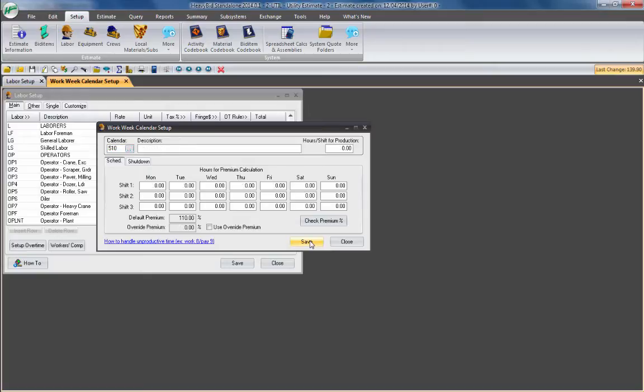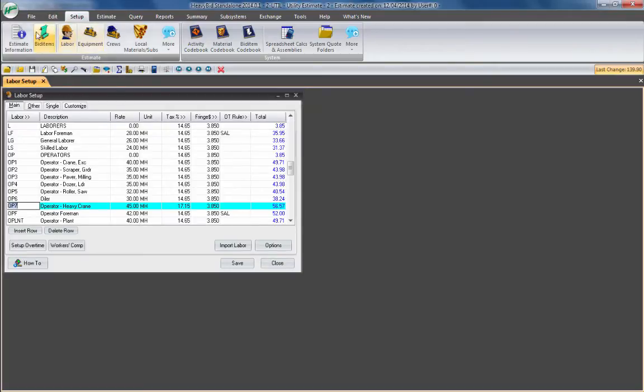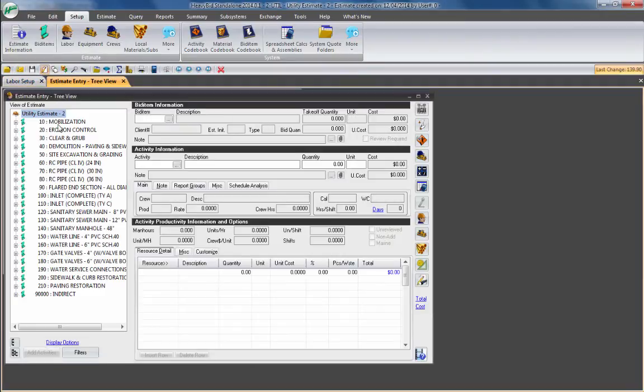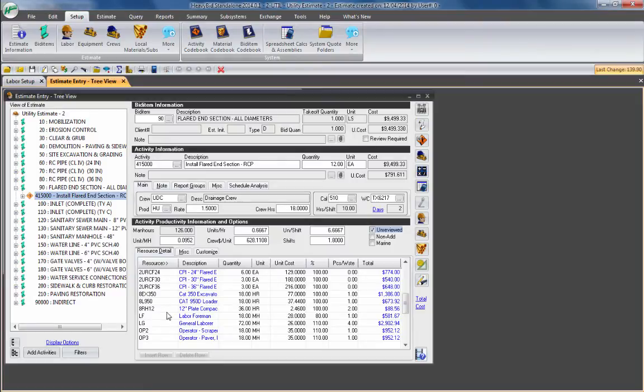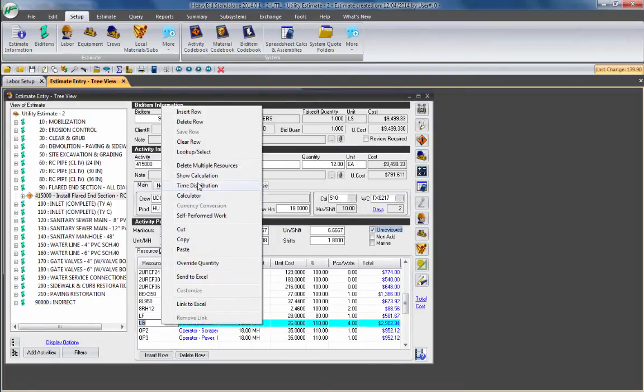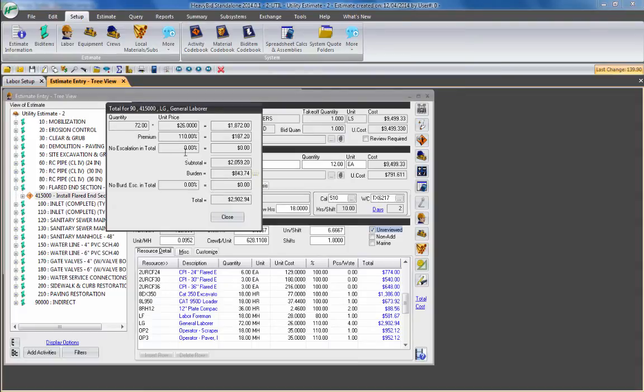So let's go out and look at how these calendars interface in the estimate. I'm going to go down here to an activity that has labor, and you notice that I have a 5 10-hour work week here, and my overtime factor is right here at 1.1. We can get more detail by right-clicking and showing calculation, and there is my premium time. All it does is take the total base pay times 1.1, and I get $187.